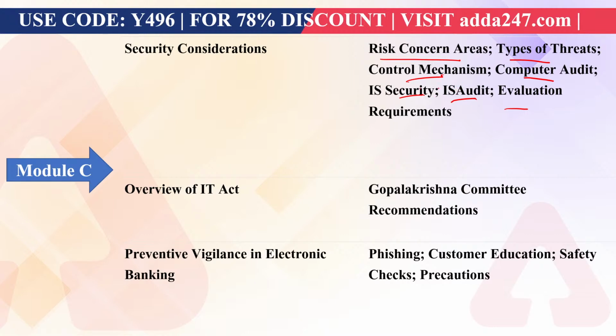Then in module C we have to cover the IT Act. An overview of the IT Act should be done, in which we have to study the Gopalakrishnan Committee recommendations. Then the prevention and vigilance in electronic banking, we have to cover phishing, which is a type of cyber crime, customer education, safety checks, precautions. We have to cover everything which prevents electronic banking fraud, etc. So that will be the preventive vigilance in electronic banking.